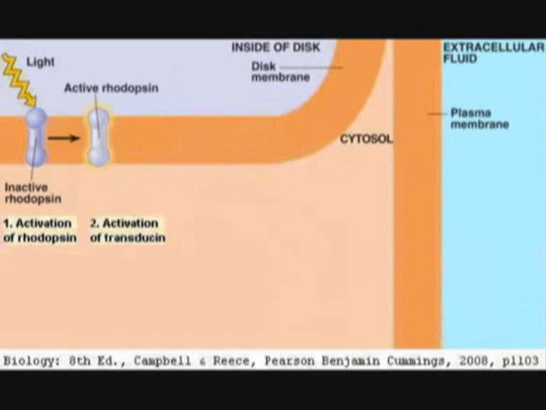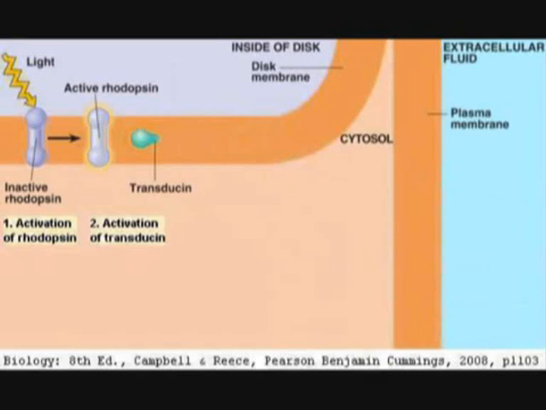The second step is activation of transducin. Opsin is a member of a large family of related receptor proteins called GPCRs, or G-protein coupled receptors. Like all the other members, opsin has 7 transmembrane alpha helices and a cytosolic region that interacts with a particular heterotrimeric G protein. For opsin, the G protein is transducin.